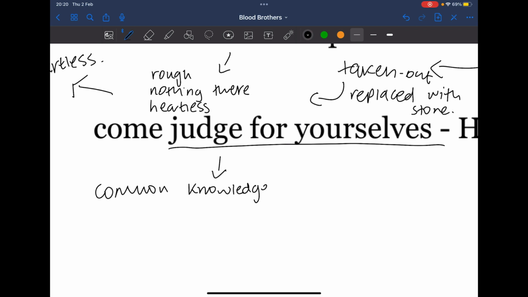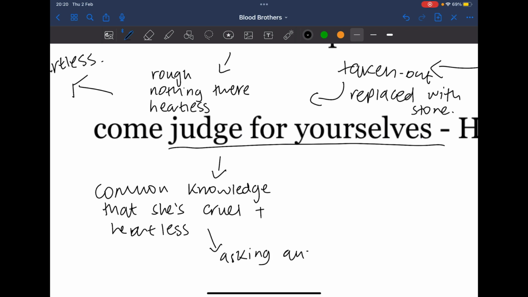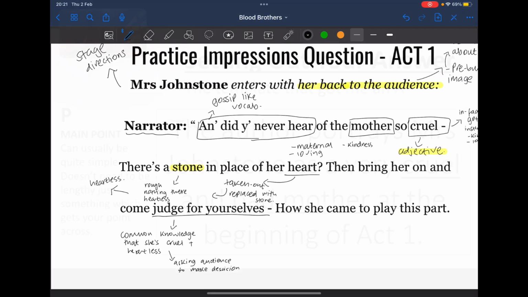It's common knowledge that she's cruel and heartless. And then it's asking the audience to make a decision. Probably not how you spell decision, I've completely forgotten.